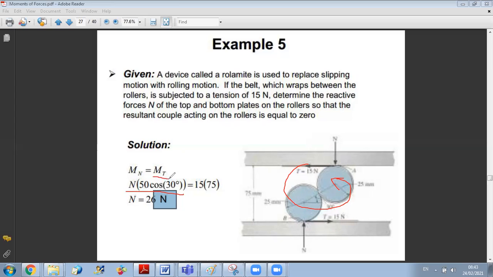Now, the magnitude of the couple of T forces is 15 Newton, which is the force magnitude, times the perpendicular distance separating the belts, which is 75 millimeters. Since I used millimeter for the unit in the first couple, I used 50 millimeter, so no need to convert. Either you convert both to meter, or you keep both in millimeter, because at the end the unit will simplify. So now, when I write this equation, the only unknown is the value of N. So I can deduce what N should be to have a resultant couple acting on the system equal to 0.